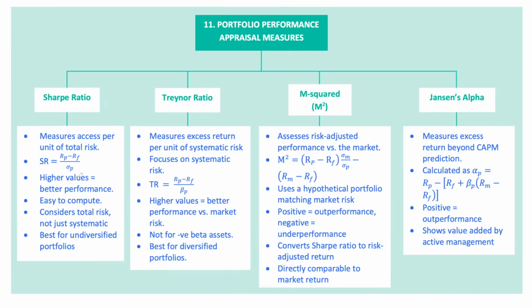Simple. So if portfolio A has a higher Sharpe ratio than portfolio B, it means A gave more return for every bit of total risk it carried. The Sharpe ratio is great for comparing portfolios that represent a person's entire investment, like when someone's invested in just one mutual fund.